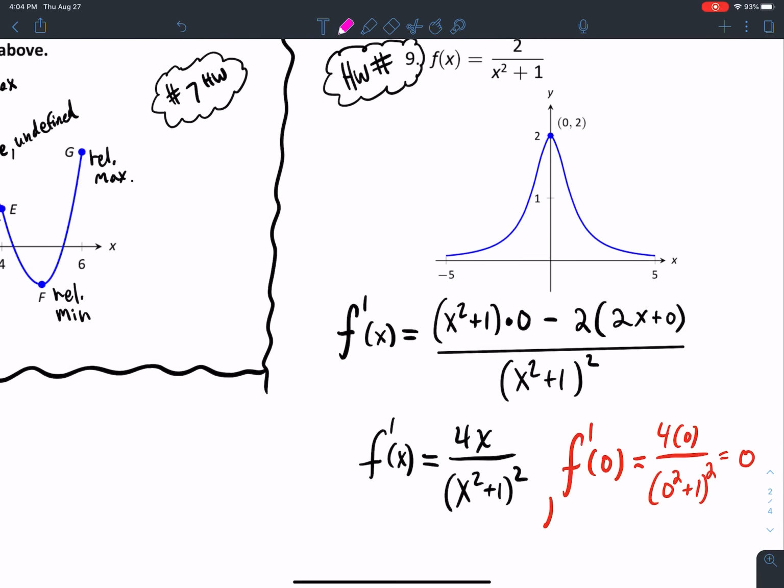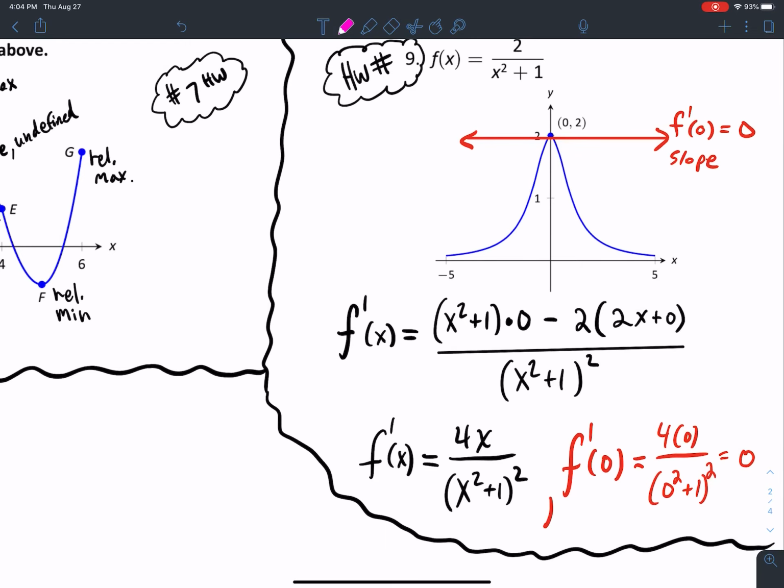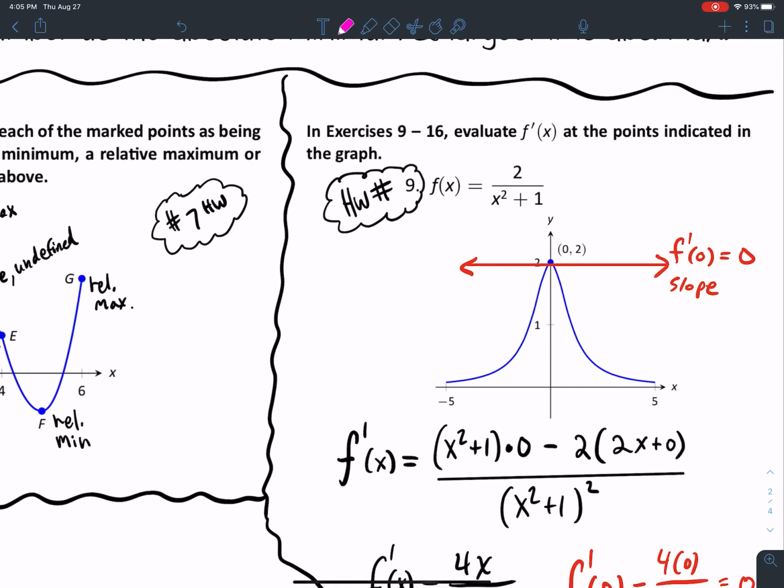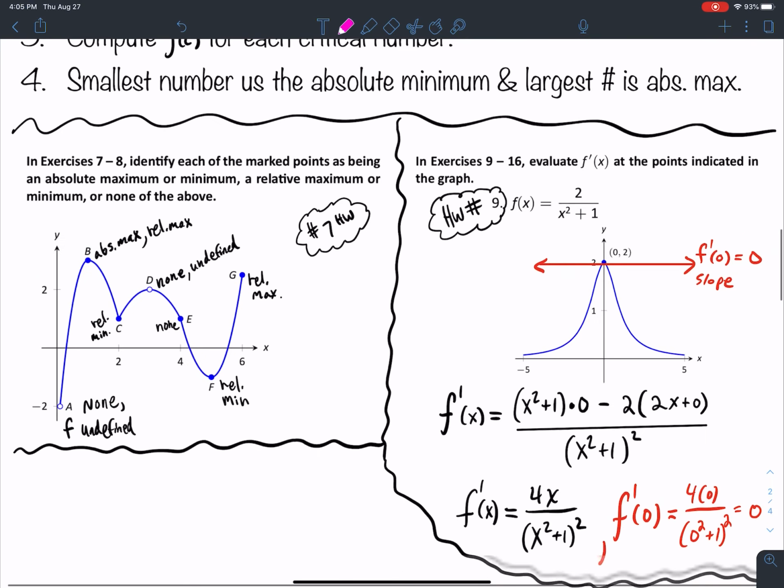All right, so this is telling me that the derivative, the slope of the tangent line at x equal to 0, is 0. So the slope is 0, all right? So that's how I evaluate that, just like that, okay? And then you can draw a pretty little picture there. All right.